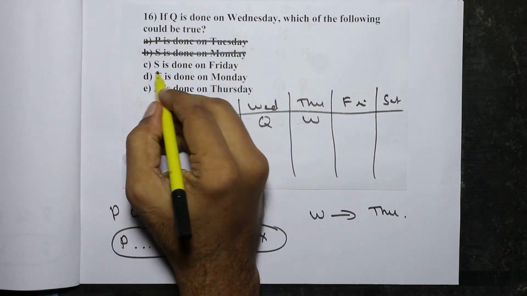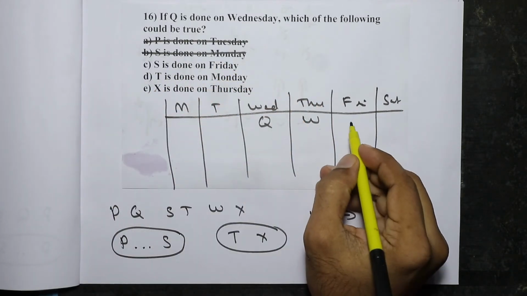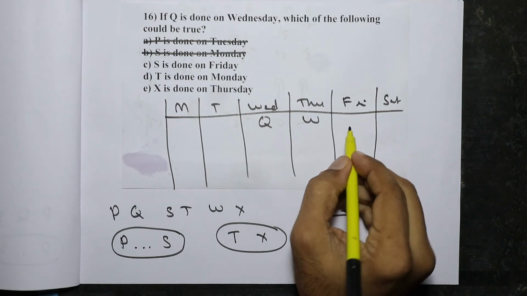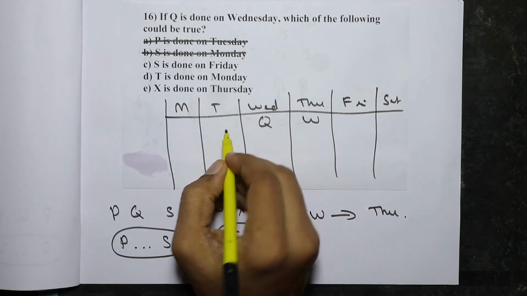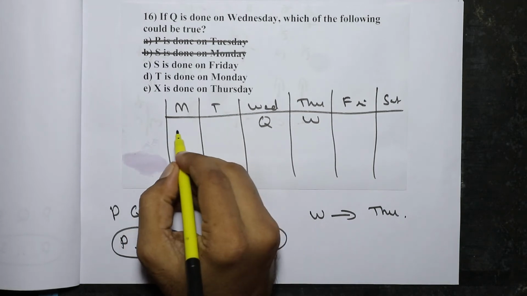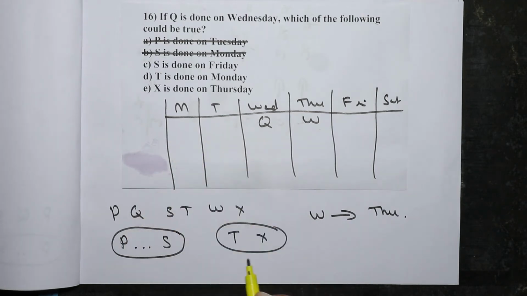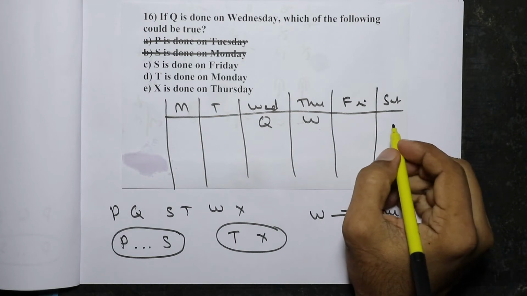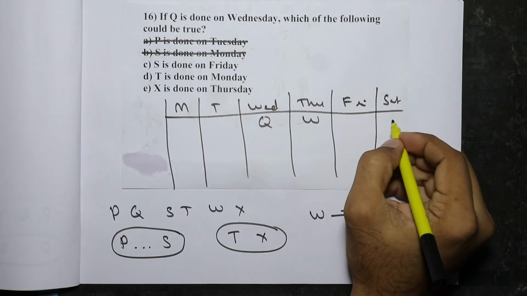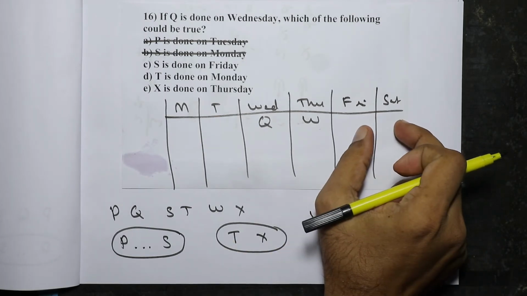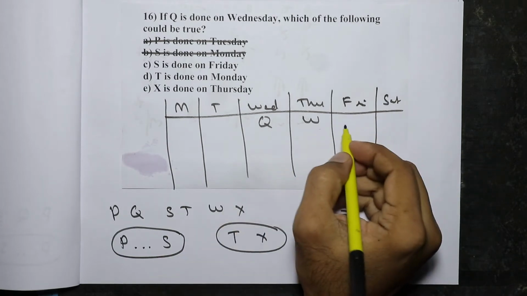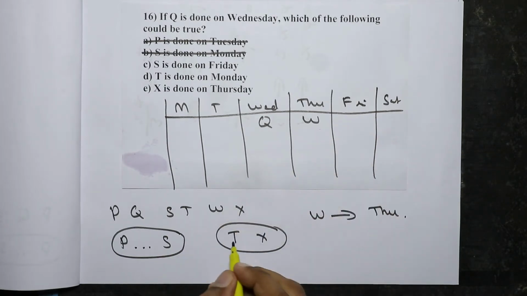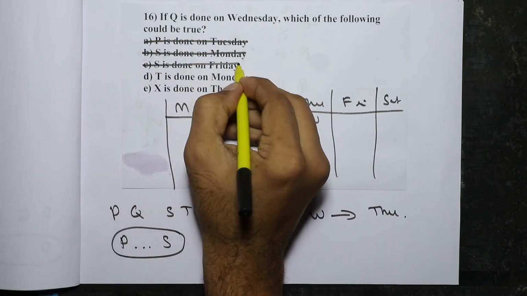Look at option C. S is done on Friday. If S is done on Friday, P has to be done before S. And if P is done before S, only one day is remaining here and we need to have 2 consecutive days for T and X. Only one day is available here and both T and X cannot be done like that. We need to have 2 consecutive days. So if S is done on Friday, we will not have space for the 2 consecutive days for T and X. So C is also wrong.